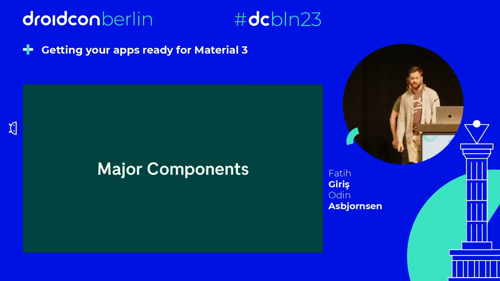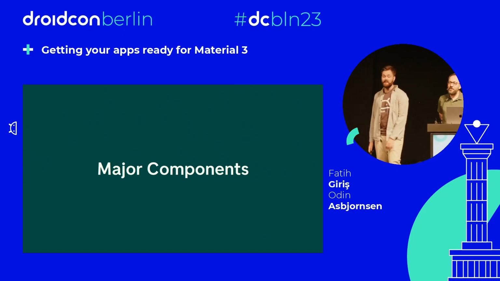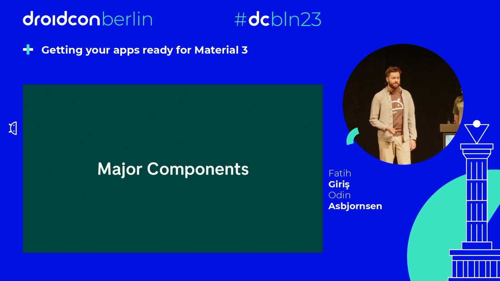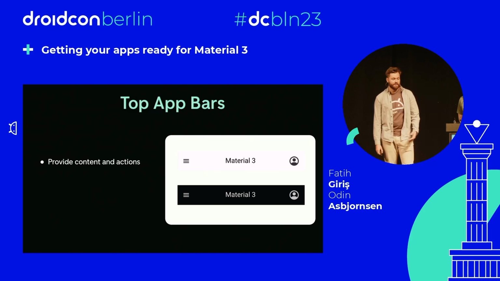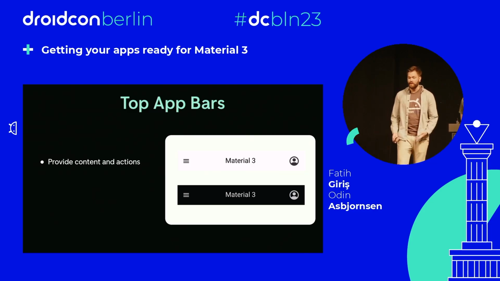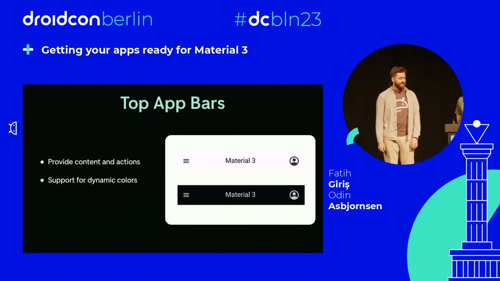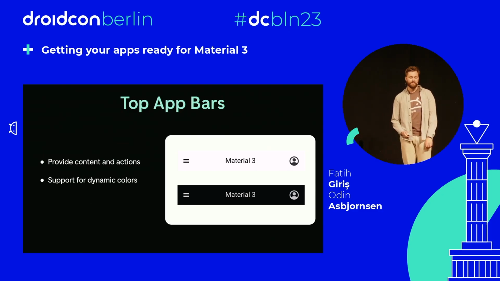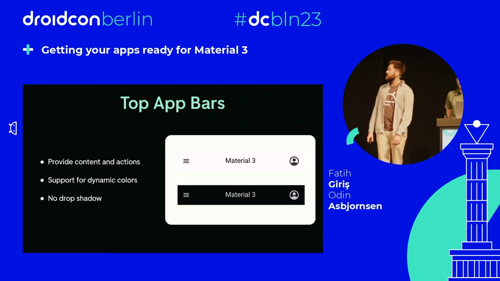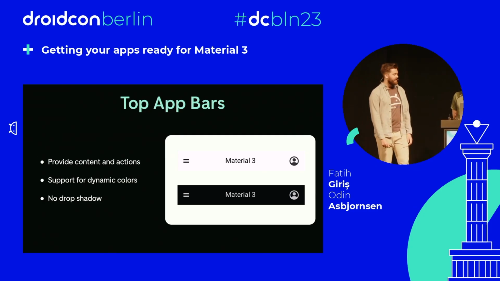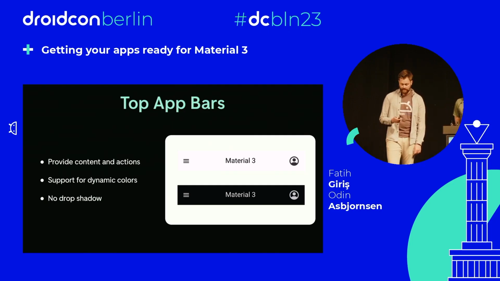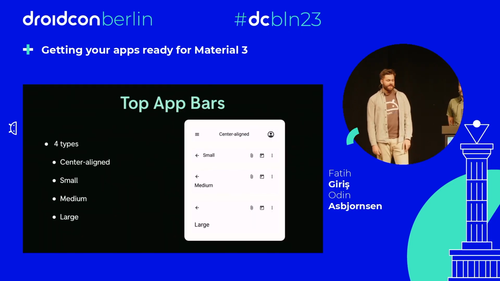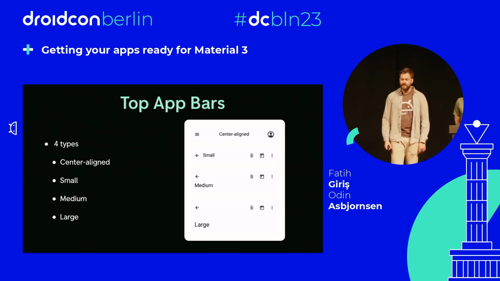Yeah, so we will show a bit how some of the major components changed from Material 2 to Material 3. So firstly, we have the top app bar. The main purpose of the top app bar is to provide some content and some actions to your application. And this has gotten support for dynamic colors, which a lot of the components in Material 3 have gotten as well. They don't have the drop shadow anymore. They're using the surface tones to distinguish the visual hierarchy in the screen with this top app bar.